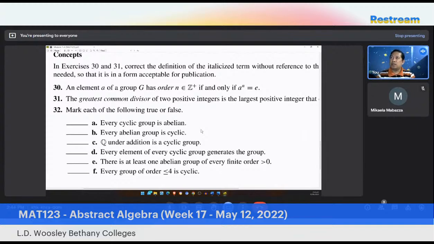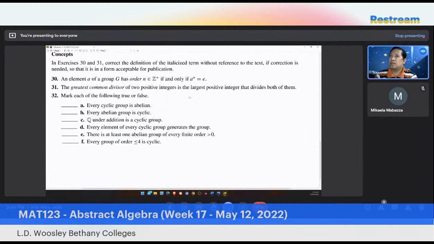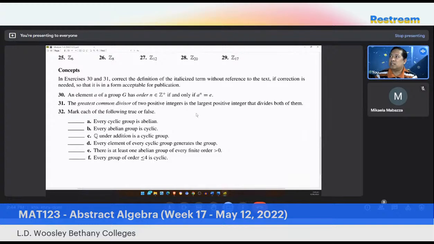Okay, so for number 30 and 31, correct the definition of the itemized term without reference to the text if correction is needed, so that it is in the form acceptable for publication. Okay? So, para tong may ganitong kategorya, it could be modified true or false. Whether there are corrections or the statement is correct. So, I'll be reading number 30. The element a of a group G has an order n, element of integer plus, meaning positive integers, if and only if a raised to n is equal to e. Yan, so there's a constant e, no, there.